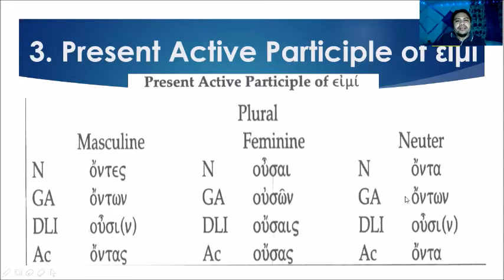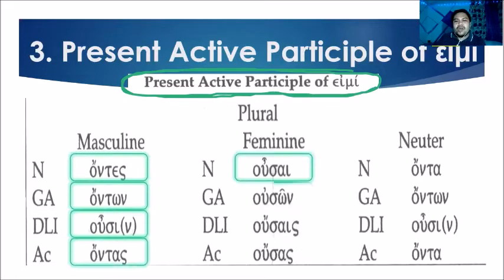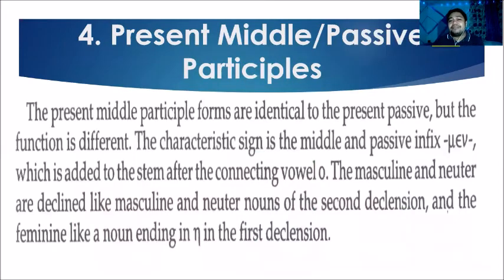So let's read the present active participle of eimi in the plural forms. Altogether, begin. Ontes, onton, ousi, ontas, ousai, ouson, ousais, ousas, onta, onton, ousi, and the last onta. Very good. So this time, let's proceed to the present middle and passive participles.